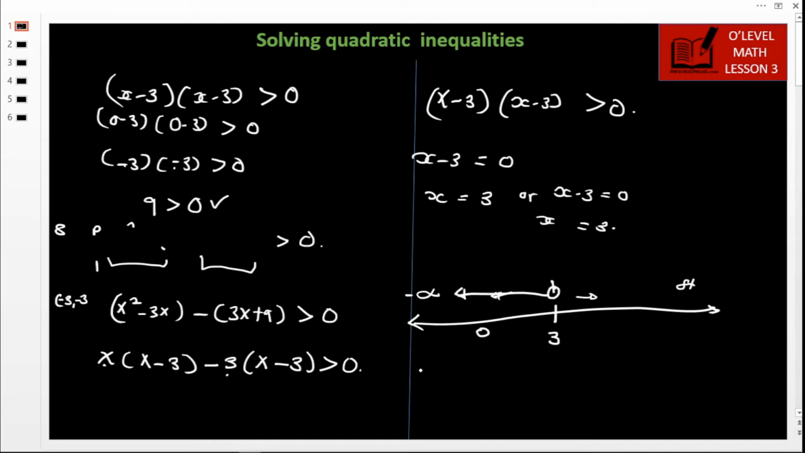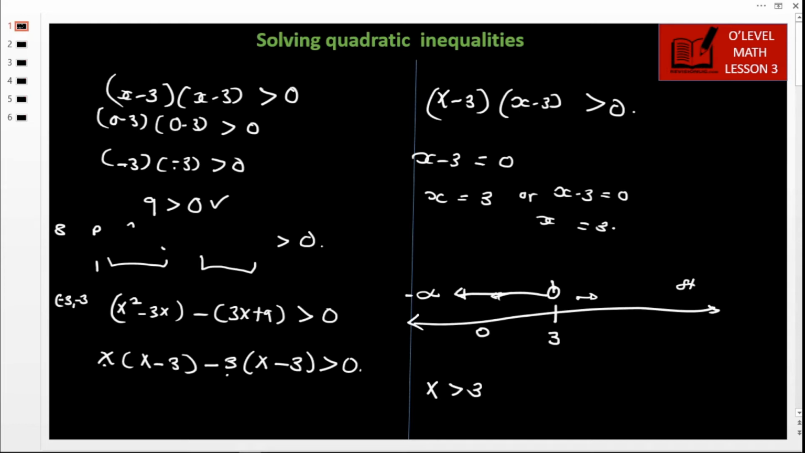So our first region which satisfies our quadratic inequality says x must be... When you look at these numbers going towards the left of 3, they are less, so x must be less than 3.